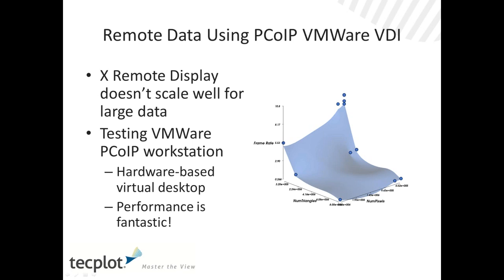So we tested it. It's a hardware-based virtual desktop, so it is taking advantage of graphics hardware on the remote machine, and the performance, frankly, is great. And you can see on the right, this is just a chart of our tests. Now, this is the number of triangles. Well, it has both the number of triangles and the number of pixels you can see there. And so this is a measure of the frame rate. So this is the interactive. How well does it rotate?